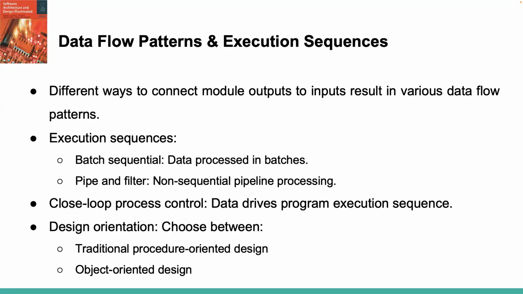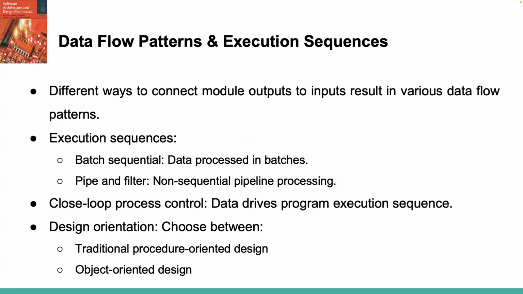as it's available. Lastly, there's the closed-loop process control pattern. Here, the program's execution sequence is driven by data itself. A feedback loop exists where output data is continuously used to influence the next steps in the system. A great example is a thermostat. It monitors the current temperature, compares it to the desired setting, and adjusts the heating or cooling system accordingly. This loop continues until the system stabilizes the temperature.